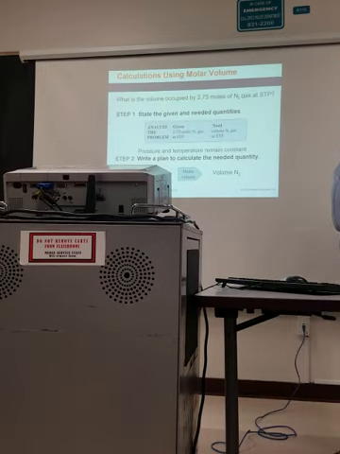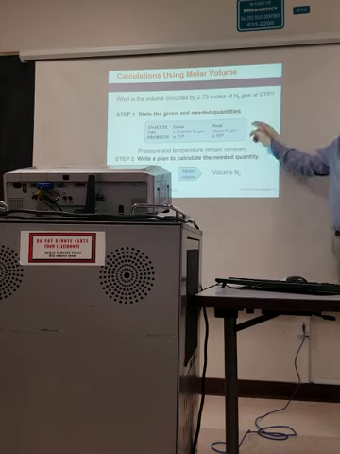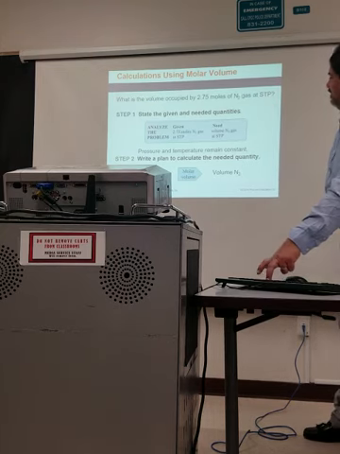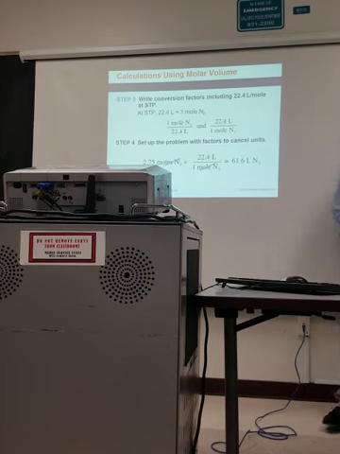So what is the volume occupied by 2.75 moles of nitrogen gas at STP? Well, just multiply times 22.4, that's it. At STP, moles to volume, multiply. Just multiply times 22.4.